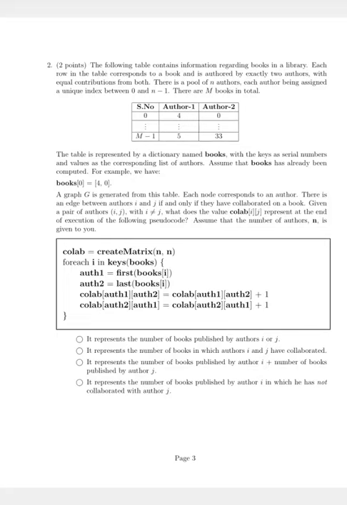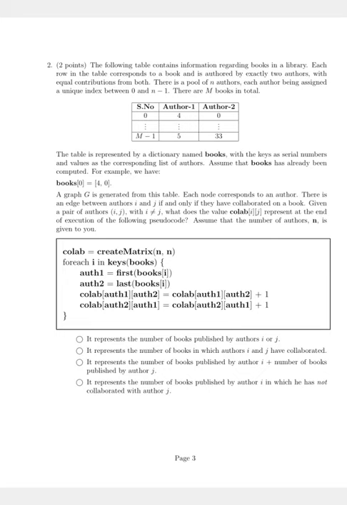So let's get into this question. The following table contains information regarding books in a library. Each row in the table corresponds to a book and is authored by exactly two authors with equal contributions from both. There is a pool of n authors, each author being assigned a unique index between 0 and n minus 1.